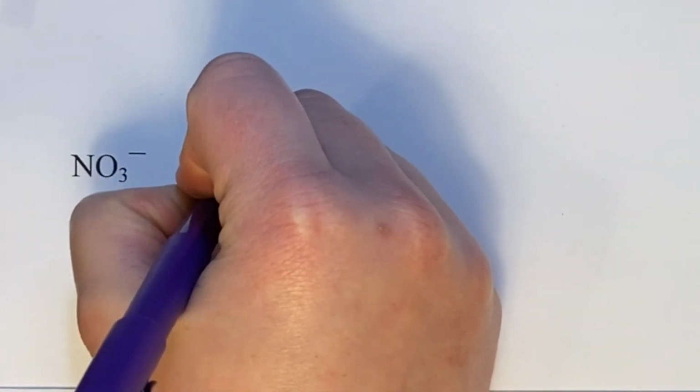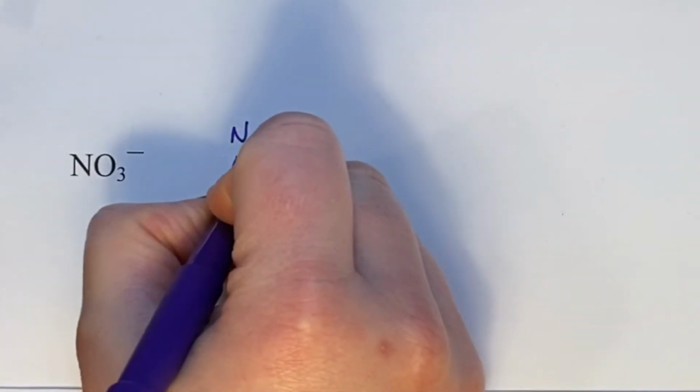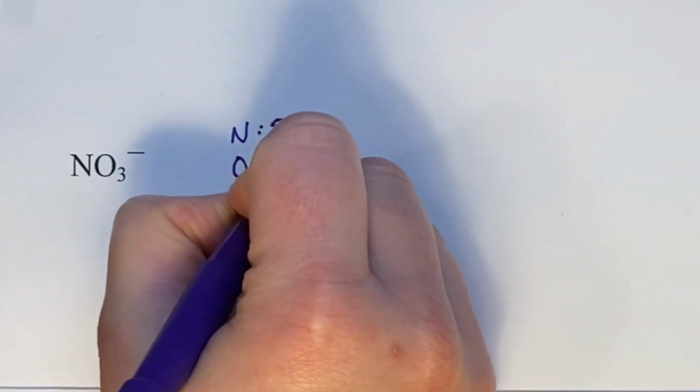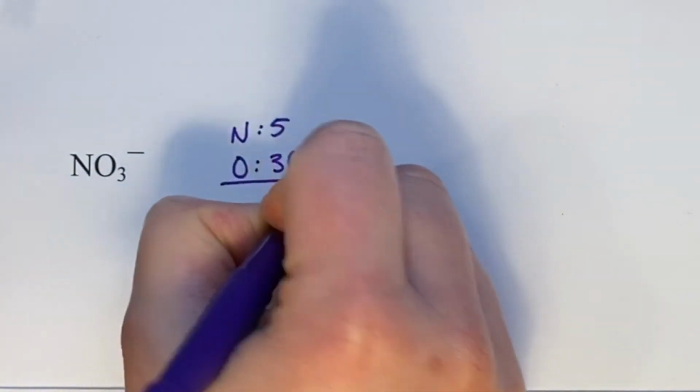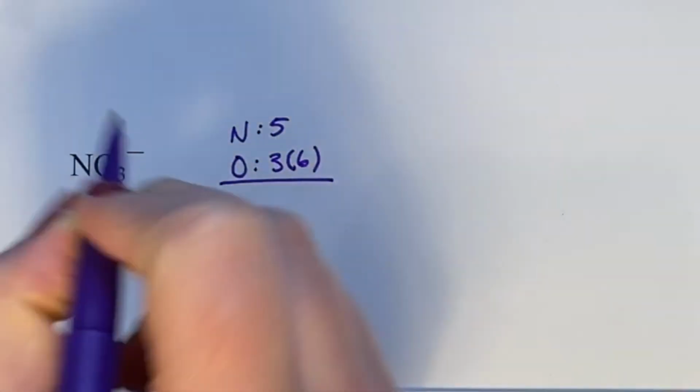So if we look next at the example of the nitrate ion, this ion contains nitrogen and oxygen atoms. My nitrogen brings 5 valence electrons to this structure, and I have 3 oxygens that each bring 6 valence electrons to this structure, giving me a total number of electrons of 23.